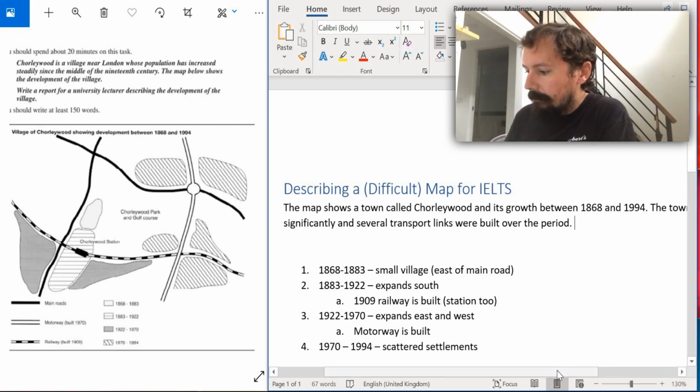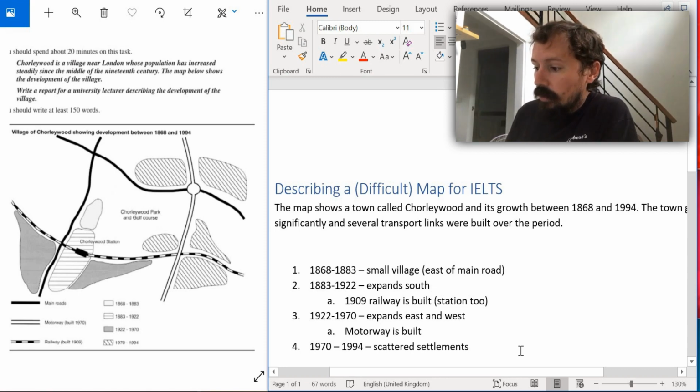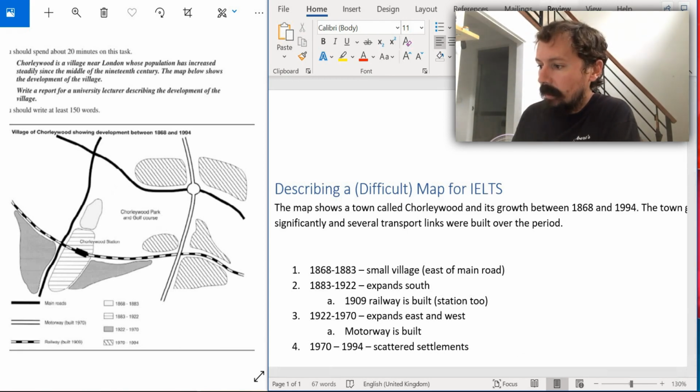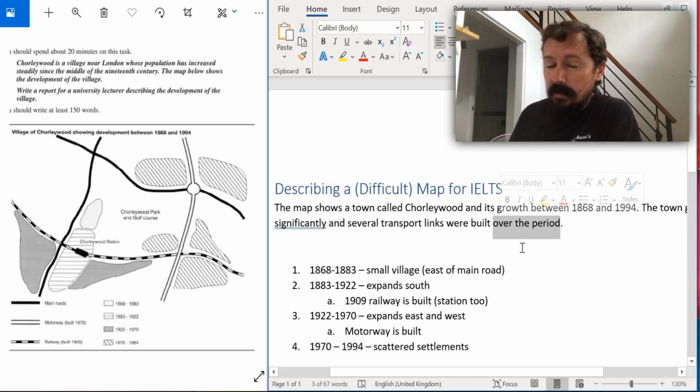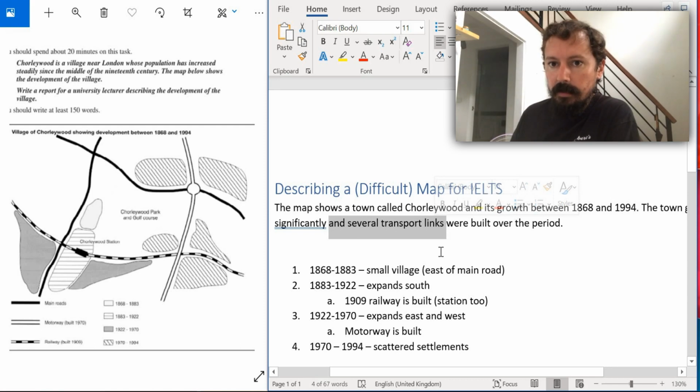So the map shows a town called Charliewood and its growth between 1868 and 1994. The town grew significantly and several transport links were built over the period. This phrase, over the period, this is an example of referencing. It has the same meaning as 1868 and 1994, and it avoids me repeating myself and saying the same thing again. You can see as well several transport links, so rather than state that there were 2 extra ones built, I've just used a more general term.